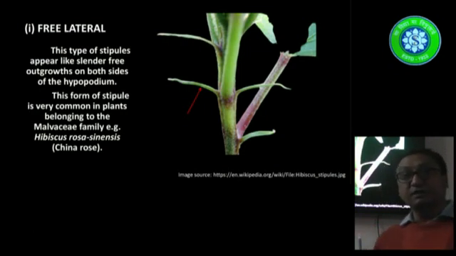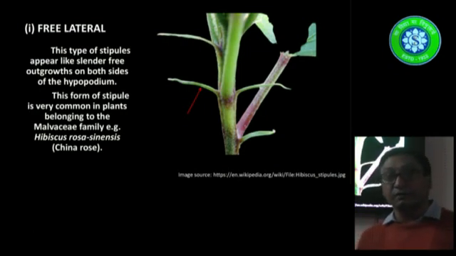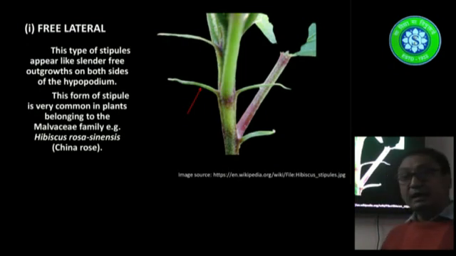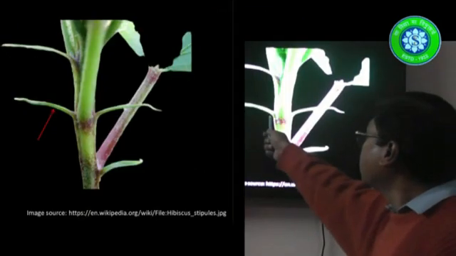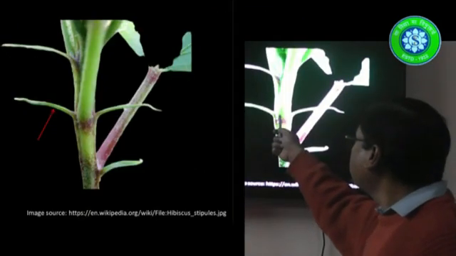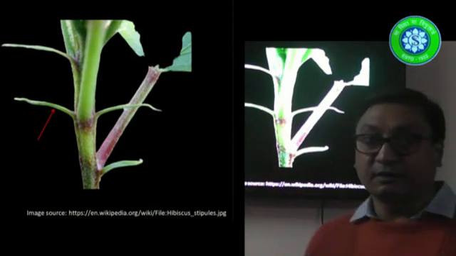This form of stipule is very characteristic and commonly found in the Malvaceae family. A very common plant, Hibiscus rosa-sinensis, also has this type of stipules. You can see the free lateral types of stipules arising from the leaf base.